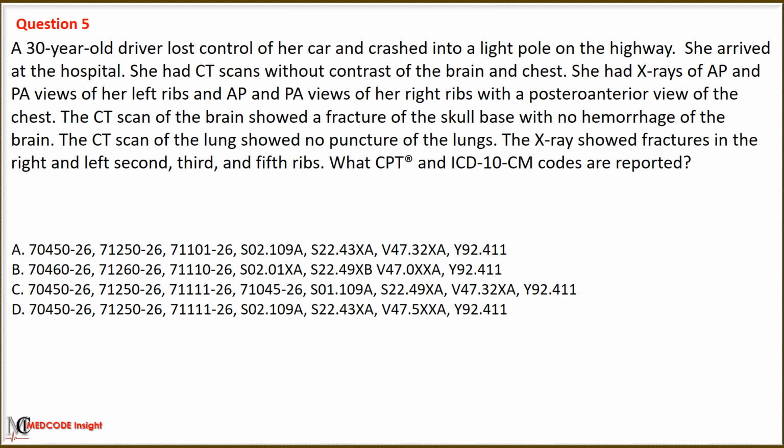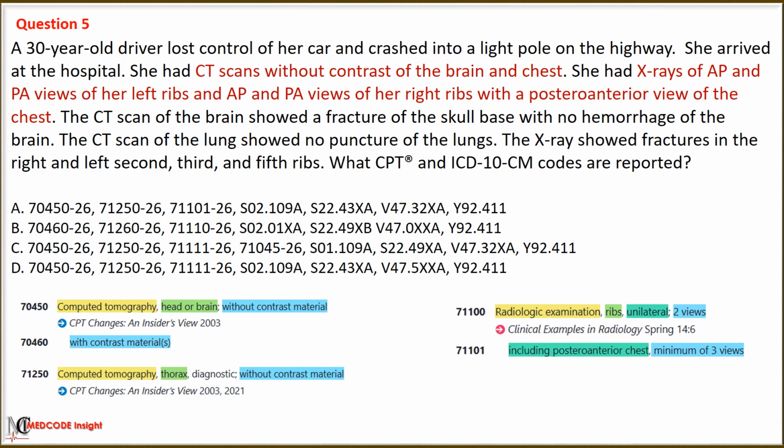In this scenario, CT scan of the brain and chest was performed without contrast. We first eliminate option B with code 70460 used for CT scan of the head or brain with contrast material. In options A, C, and D, code 70450 is used for computed tomography, head or brain without contrast material, and code 71250 is used for computed tomography, thorax or chest diagnostic without contrast material.